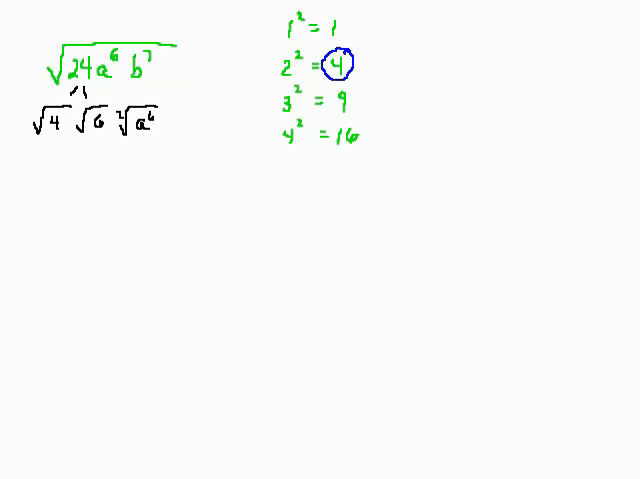So you're looking for these root numbers that go into the power. And on the b to the 7th, I'm going to break that up into the square root of b to the 6th times the square root of b, since, again, 2 goes into the 6.